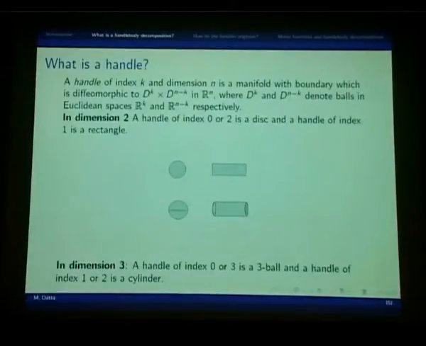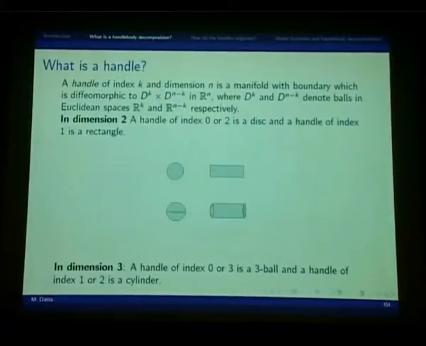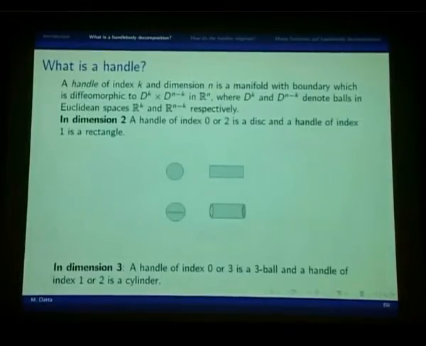So a handle of dimension n is a product of two balls. If I consider the Euclidean space R^k and I denote a ball in R^k by D^k, then a handle of index k is D^k × D^(n-k). So a handle of index k and n-k, they are actually the same object, but we will see in what way they will be different.